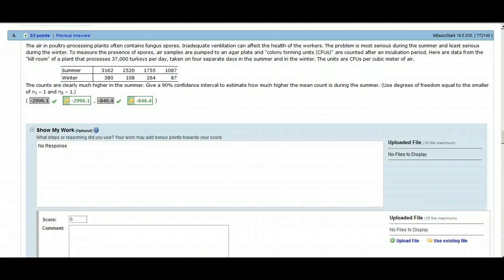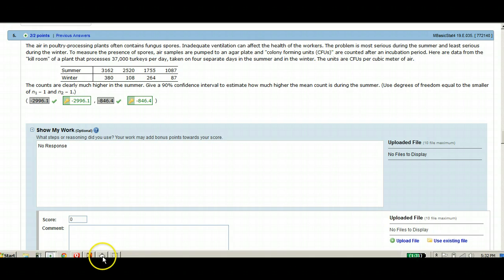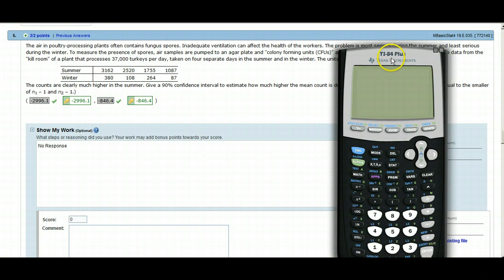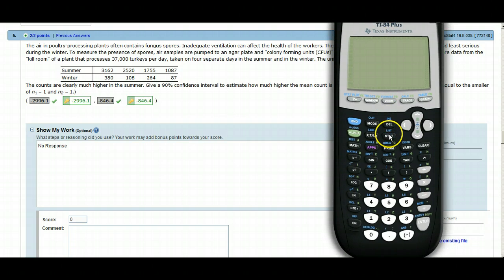Okay, to get this interval, the first thing we need to do is calculate x bar for each sample and s. So if I bring up my calculator, I think I've already put these in. Oh, got to turn it on. It shut off to save the battery. In list 1, I've put in the summer counts, and in list 2, I put in the winter counts. And then to find the statistics about those, I'm going to press stat, go to calc. I'm going to choose one variable stats.